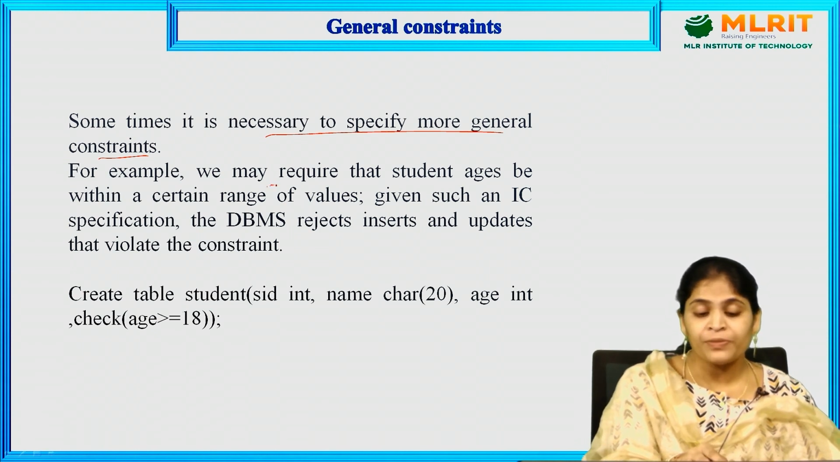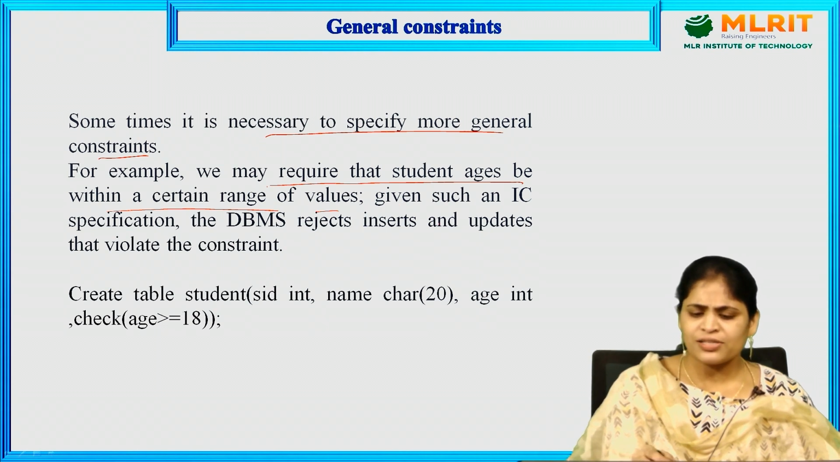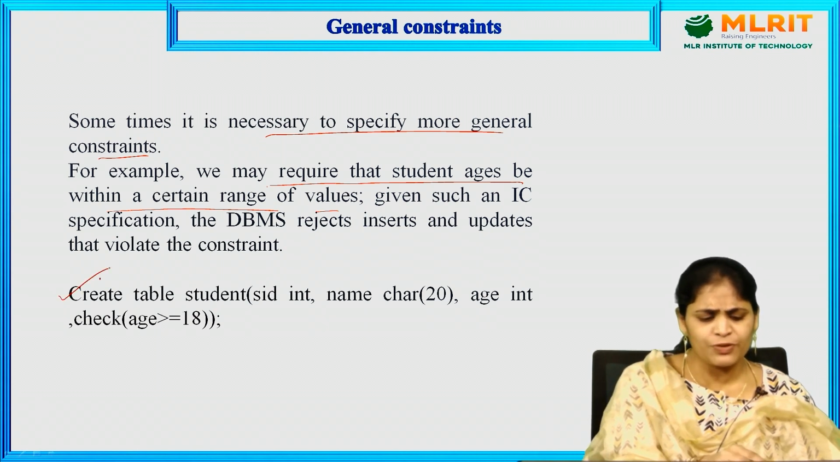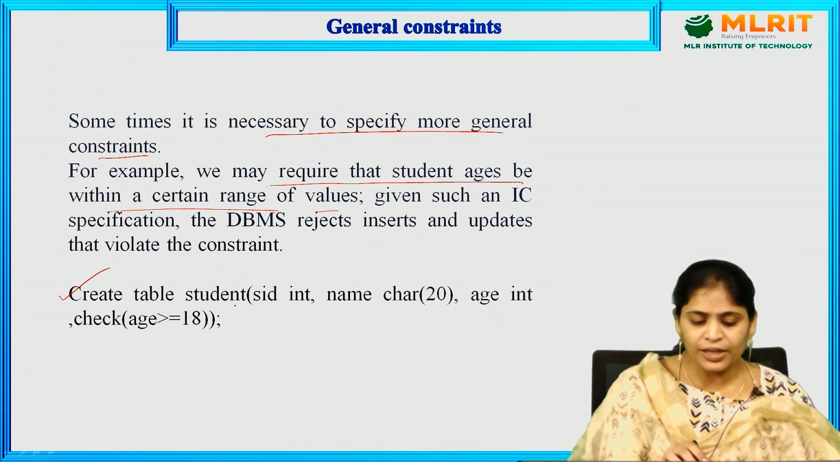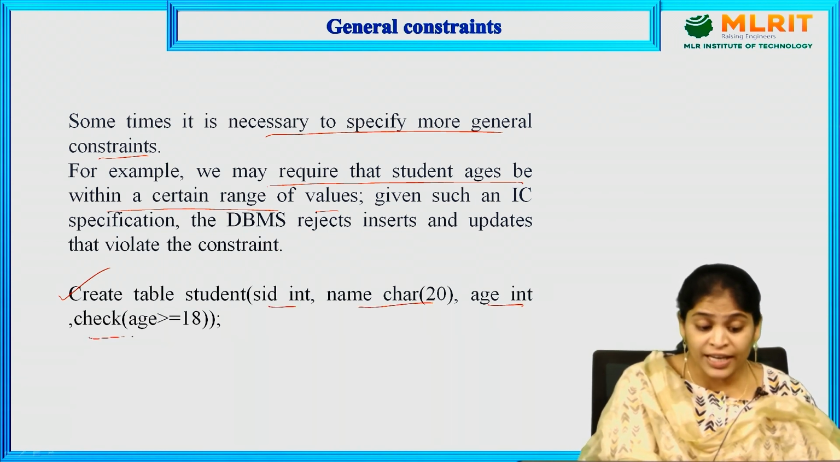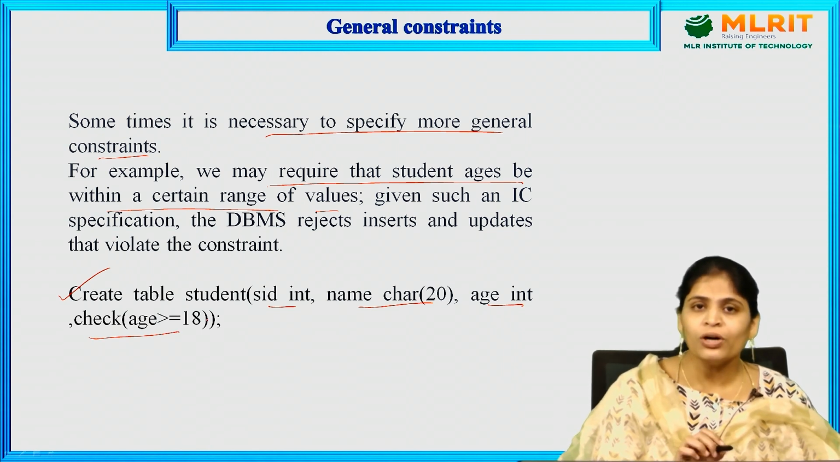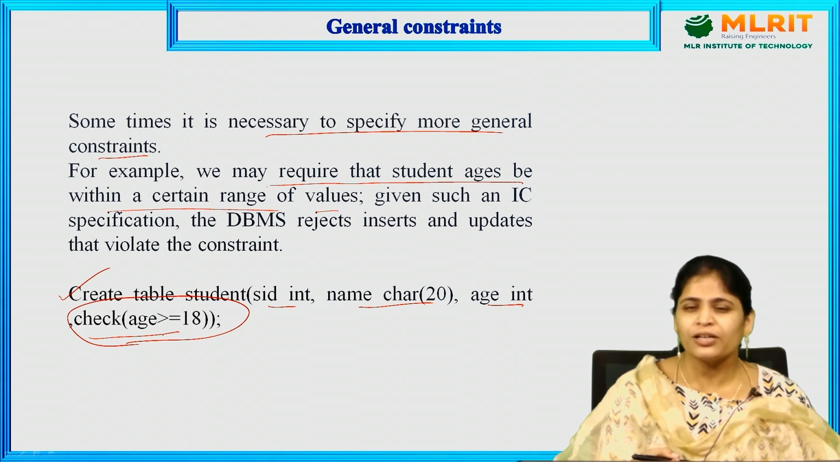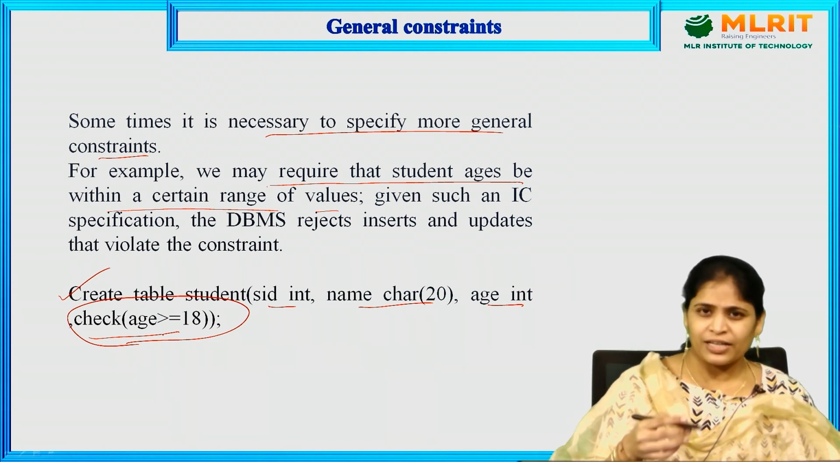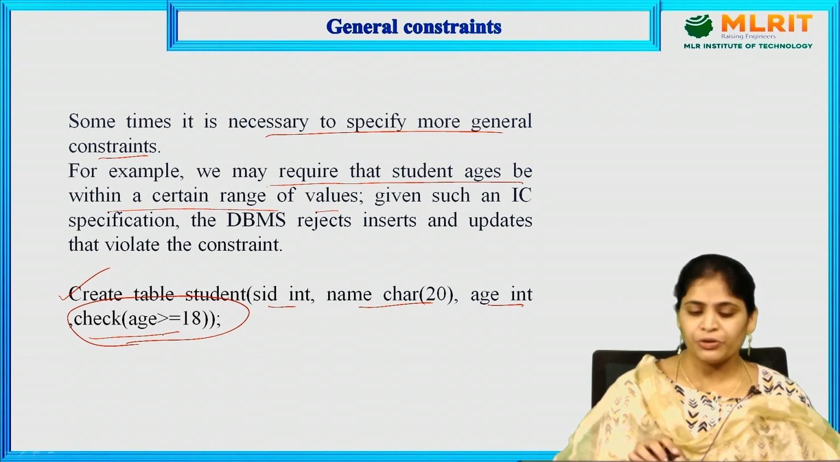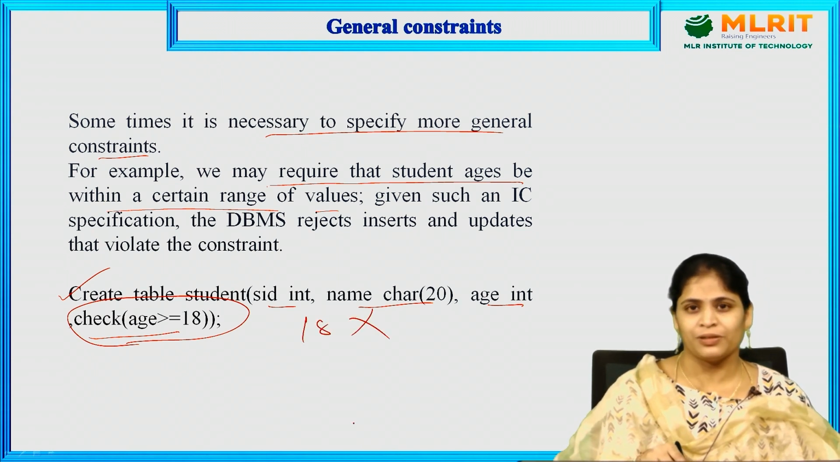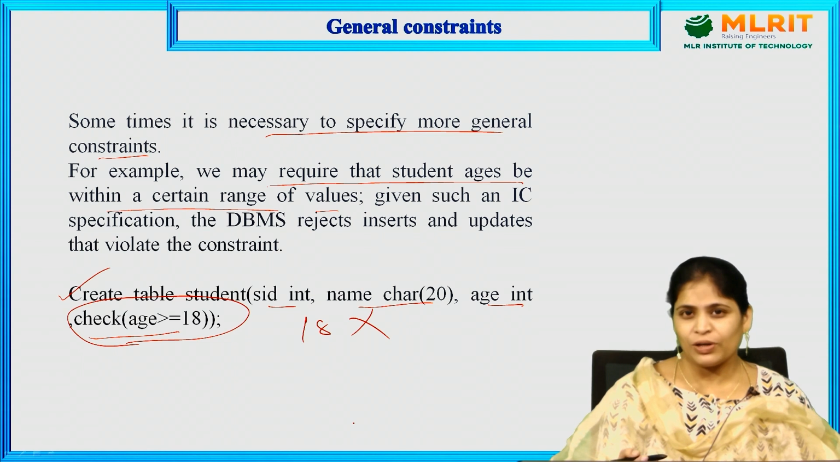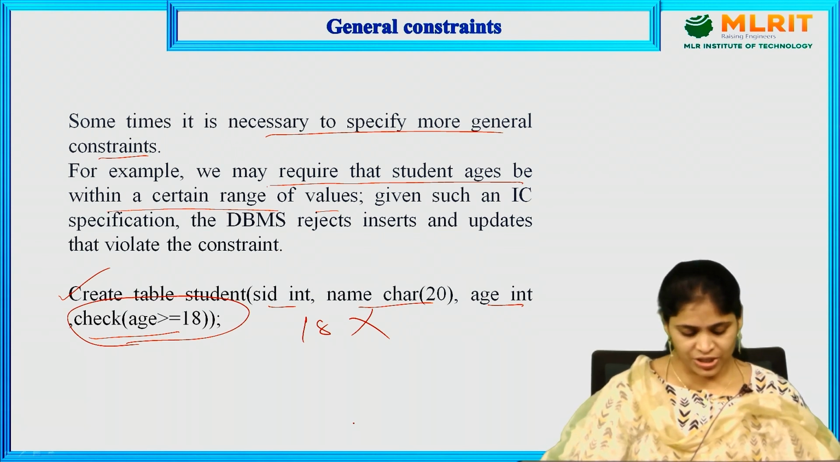For example, we may require that student ages be within a certain range of values. Let us consider this with an example. Create table student, with SID, name, age as int, and check that age must be greater than or equal to 18. Here is a general constraint that checks whether we are inserting data of 18 or above only. If we insert a smaller age, it will not accept; the constraint will be violated. This is what comes under general constraints.